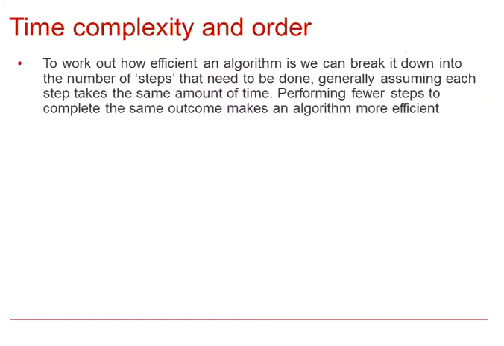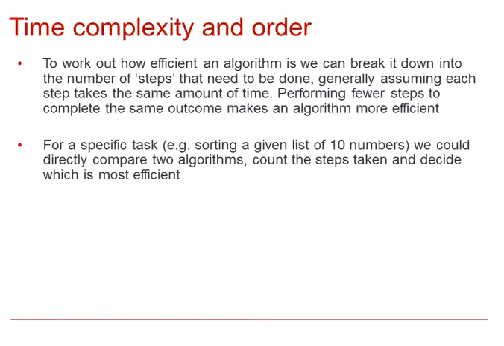To work out how efficient an algorithm is, we can break it down into the number of steps that need to be done, generally assuming each step takes the same amount of time. Performing fewer steps to complete the same outcome makes an algorithm more efficient. We'll do an example of comparing and contrasting the efficiency and complexity of two algorithms in later videos.